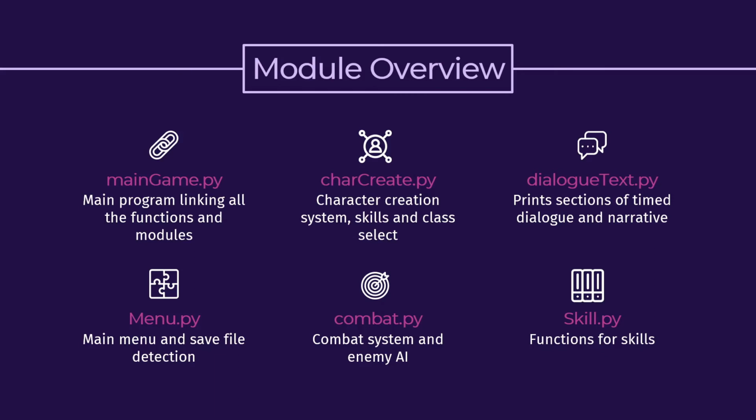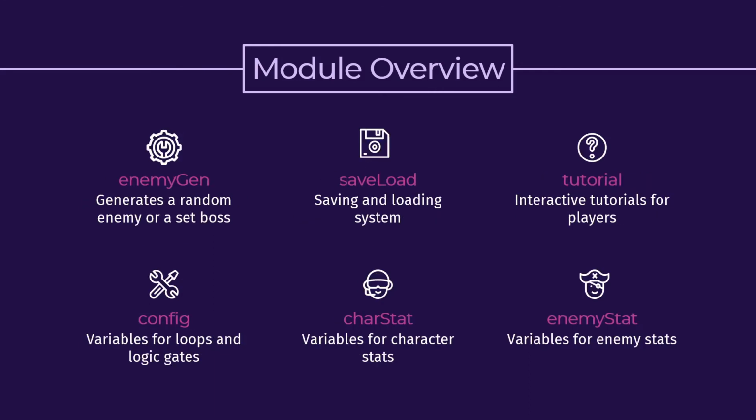Menu includes the main menu, as well as logic gates to decide if players can save or load. Combat includes the combat system and the enemy AI. Skill has multiple functions that are imported into combat when a player activates a skill. Enemy gen generates random enemies or a set boss.